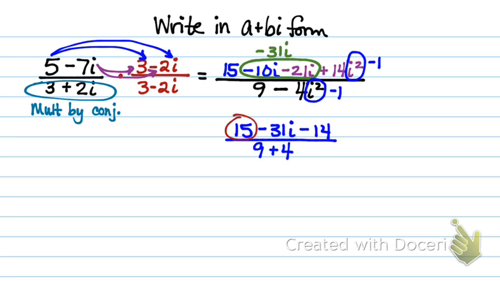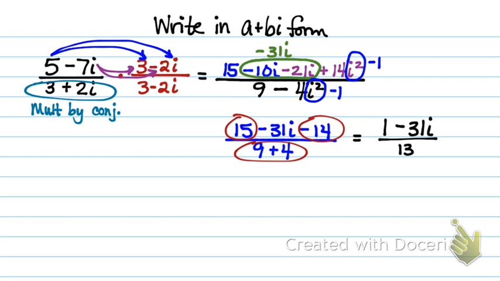I'm going to combine these two like terms together and these two like terms together. 15 minus 14 would give us what? So I have 1 minus 31i over what? 13. Almost done.